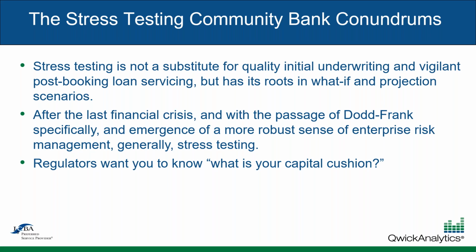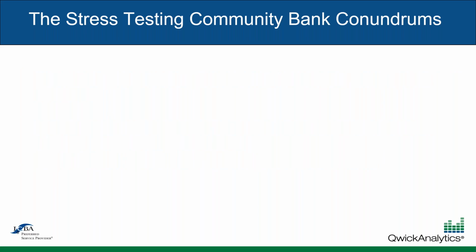So first and foremost, regulators wanted, particularly community banks, to see and make sure their boards were aware of what that capital cushion is, and what type of cushion a bank has through earnings, reserves, and capital to survive a downturn if it extended 1, 2, or 3 years into the future.